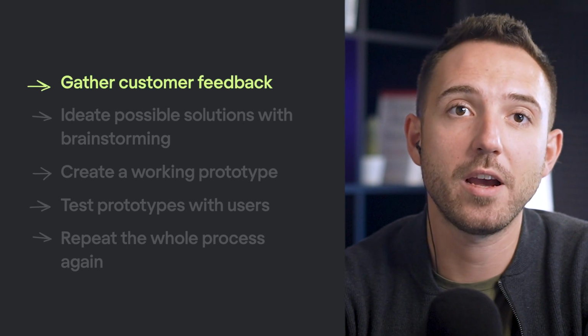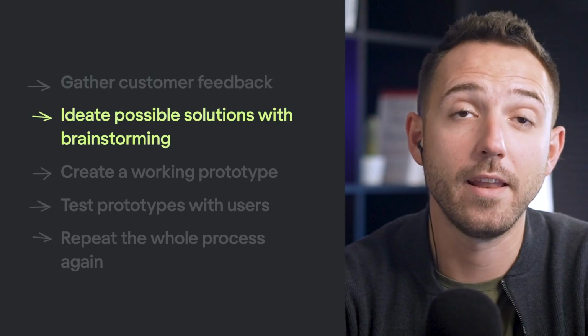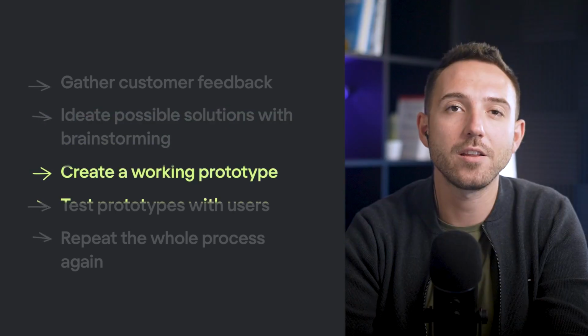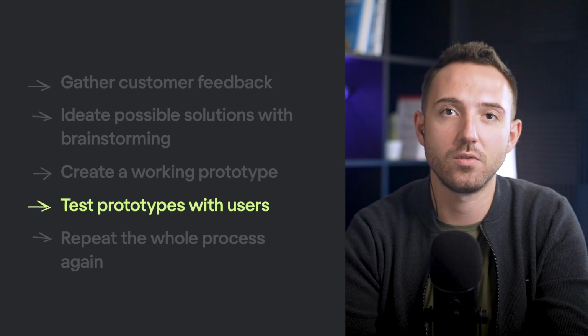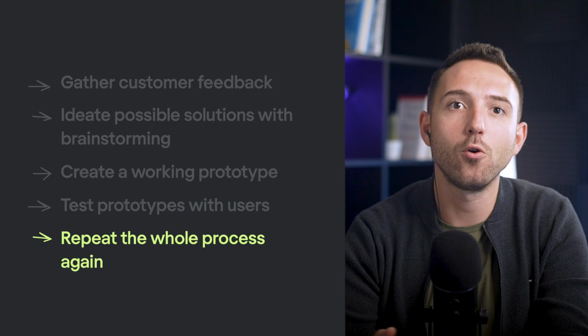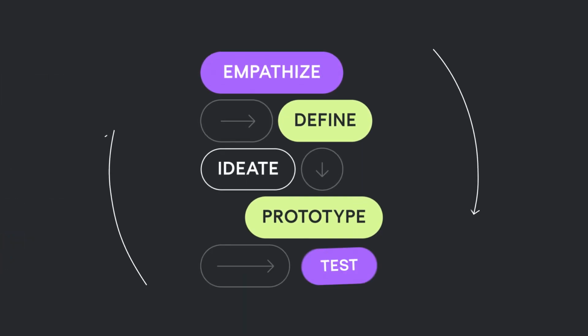Then, your team ideates possible solutions to those problems with the help of brainstorming. Next, the designer creates a working prototype to embody your ideas. Finally, you test prototypes with users and review what works and what doesn't. But that's not the end. You repeat the whole process again and again, revising and improving your solution to become closer to the goal with each repetition. This is called an iterative design process. If you want to learn more about it, there is a video on my channel where I talk about iterations and how they can help you design a product that users love.